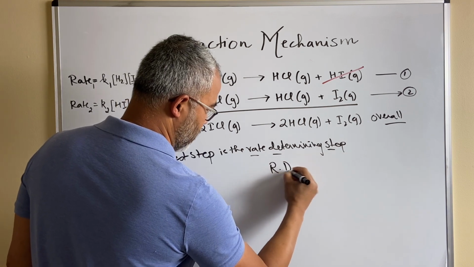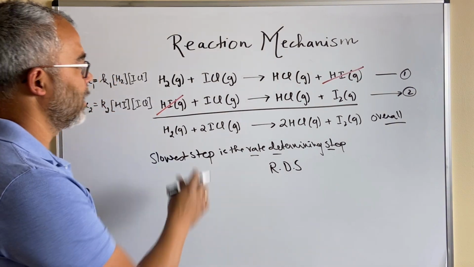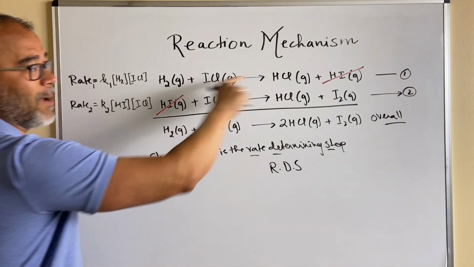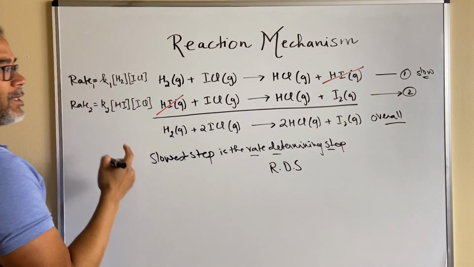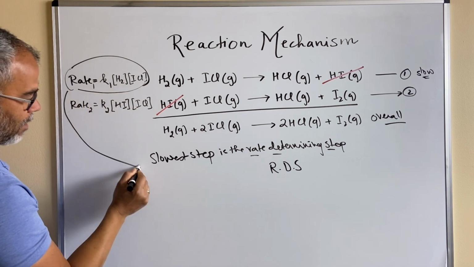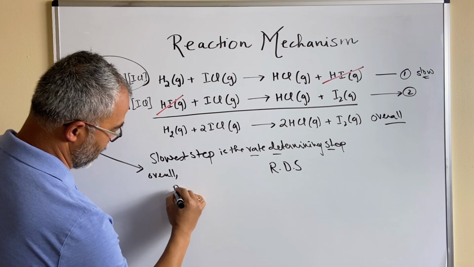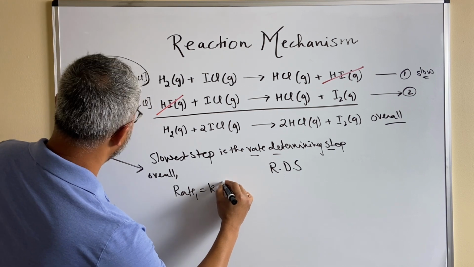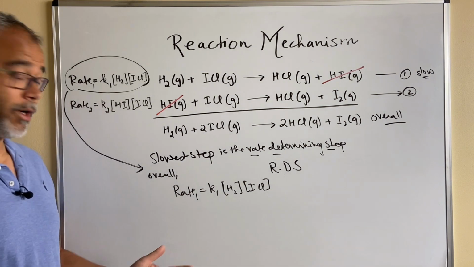Sometimes this is abbreviated as RDS. Now if you take these two elementary steps, let's say the information given to you is that step 1 is the slowest step, so that's the slow step. Since that's the slow step, the rate law from that step is the same as the overall rate. So the overall rate is literally rate 1 equals K1 times H2 times ICl. End of story.